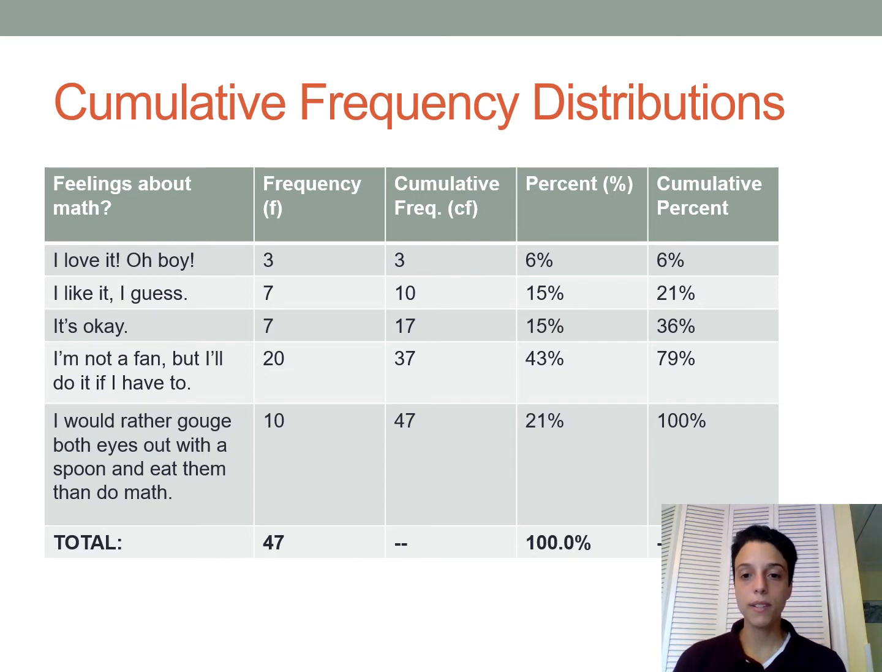You can also double check there. The first value in your cumulative frequency is equal to the first frequency, so 3 and 3. The last cumulative frequency is equal to your total number of cases, so 47 and 47.